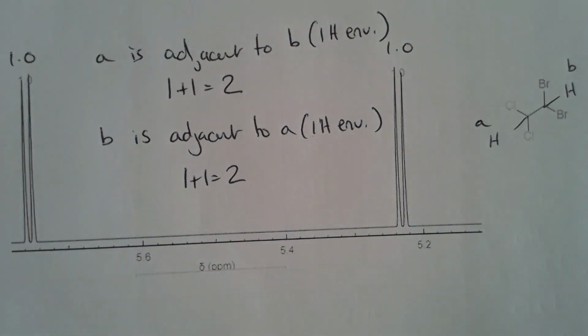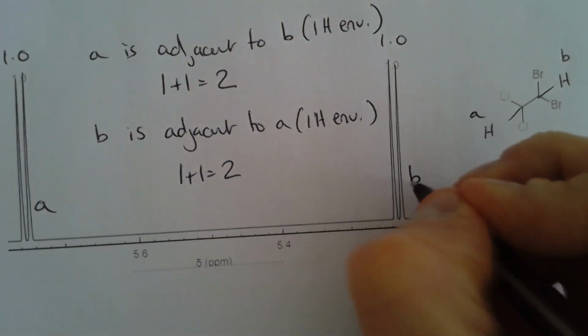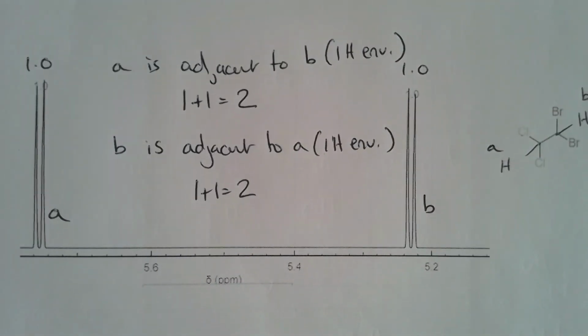We could use our understanding about de-shielding to predict which one's going to be which. Chlorine is more electronegative than bromine, so this hydrogen is going to be more de-shielded than this one. The more de-shielded one is going to be further downfield, so it's likely that this one is going to be environment A and this one is going to be environment B.